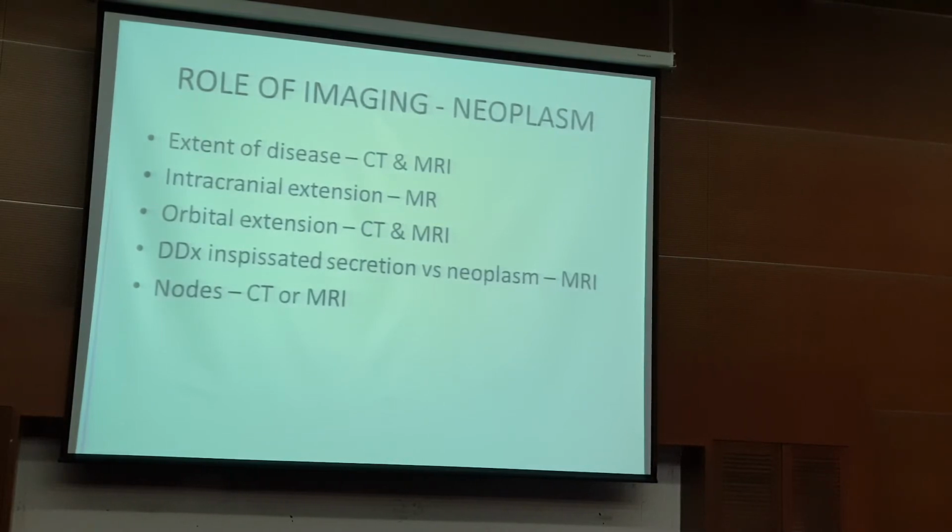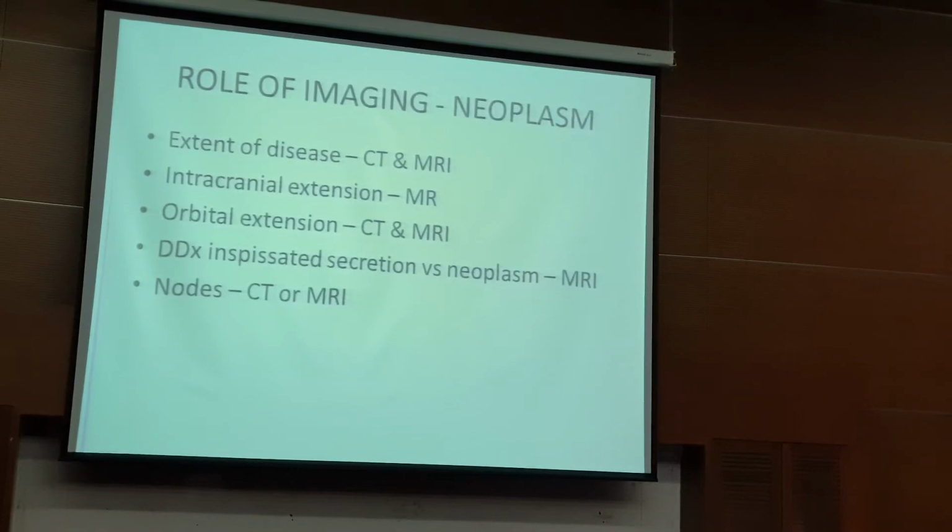Now, looking at imaging of neoplastic lesions, the best would still be endoscopy, because you will be able to see the lesion itself and you can guide biopsy. But what MRI and CT are good for is to look for extent of disease which can't be seen by endoscopic examination, especially intracranial extension. If you want to look for this, do MR, not CT. And again, for inspissated secretion versus neoplasm, MRI would be best.